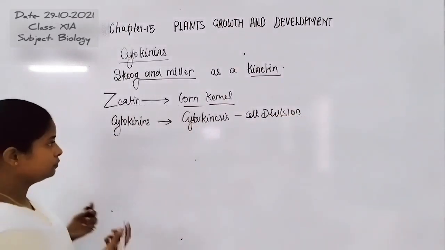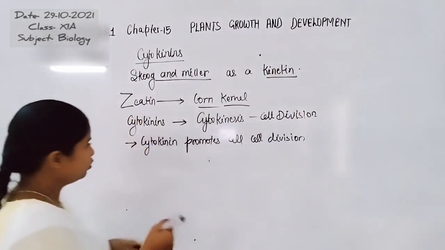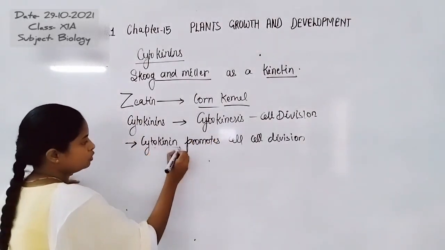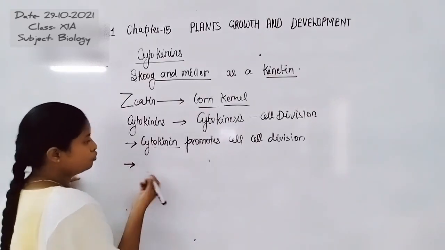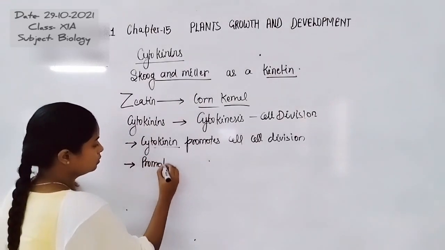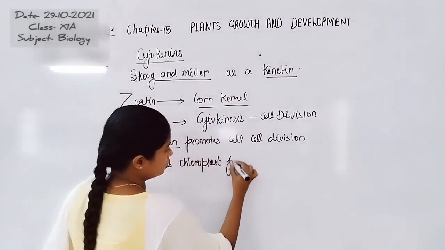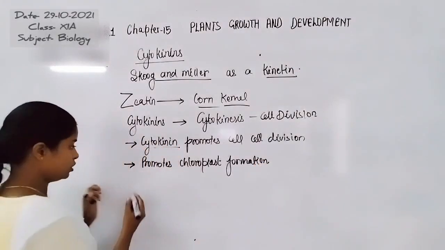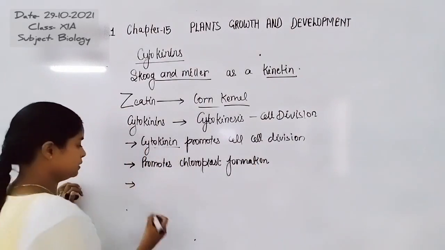So what is the meaning of this one? They promote cell division, and due to this reason they are called cytokinin. Second, they also promote chloroplast formation. Another function is that they delay leaf senescence.